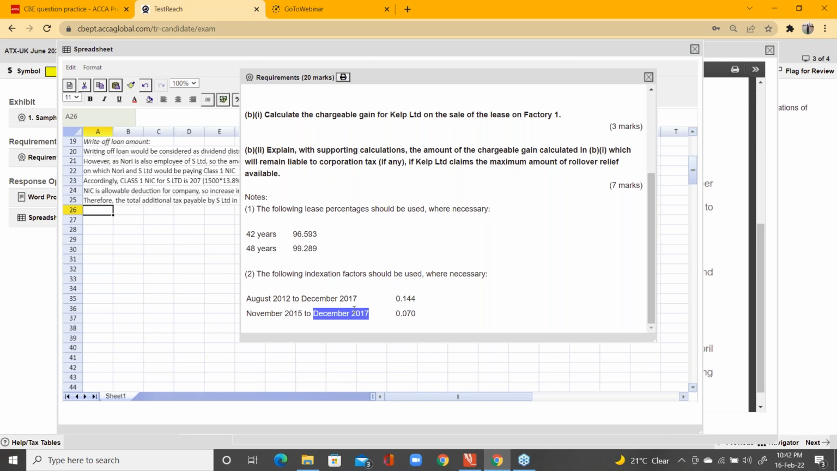As I told you, this concept is not now followed in the UK because any indexation allowance would be calculated on the assets purchased before 31st December 17.